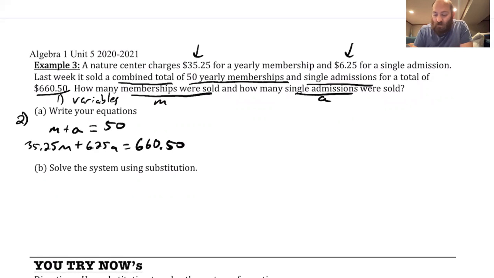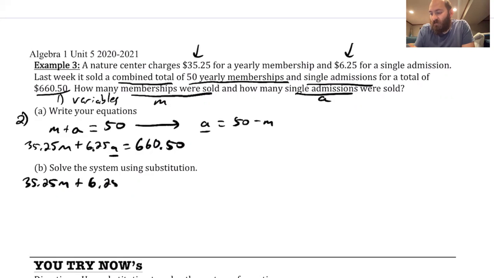If I want to solve this through substitution, first thing I'm going to do is solve one of my equations for a variable. Make it easy. That was $6.25. So for example, I'm going to take this one. I'll just make that A equal to 50 minus M. So that means I'm going to swap out these two A's here. 35.25M plus $6.25 times (50 minus M) is equal to 660.50.